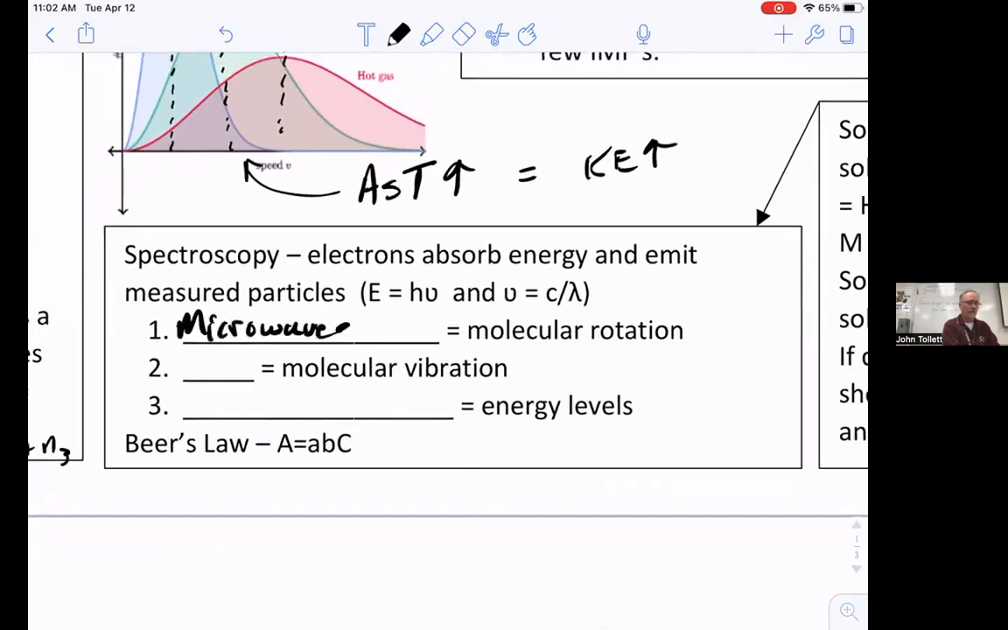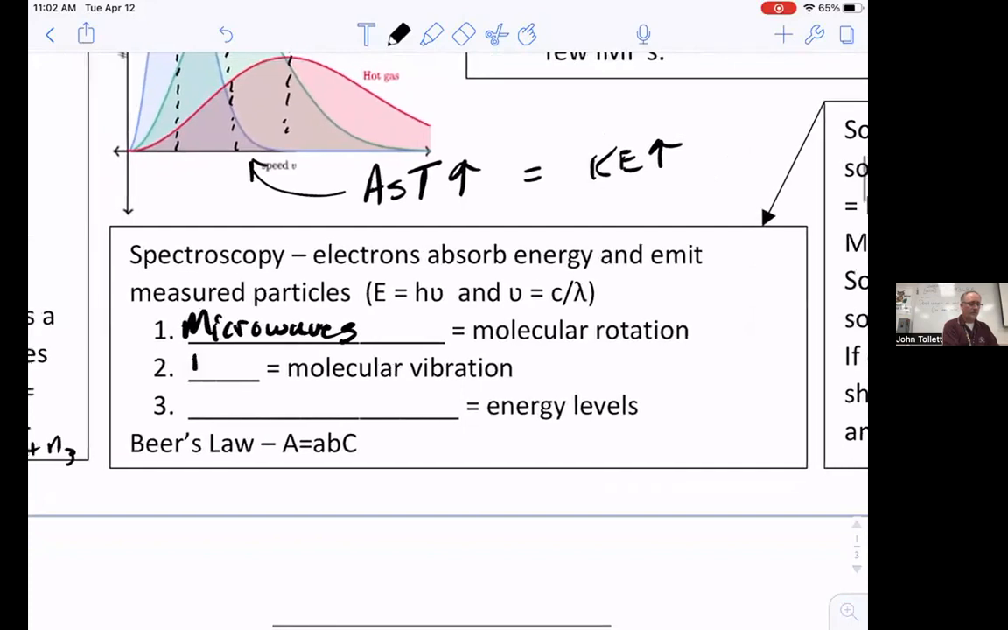Microwaves are generally used for molecular rotation. For determining molecular vibration, infrared spectroscopy is used. And the one we're most familiar with, which we used in our colorimeters and spectrophotometers in the classroom, is visible spectroscopy, or UV. So ultraviolet and visible spectroscopy is kind of the same.